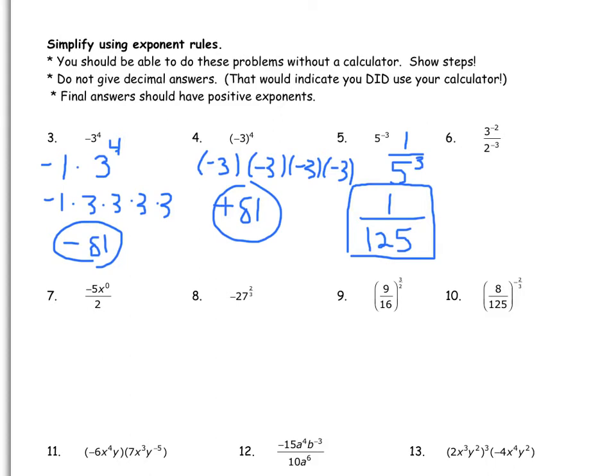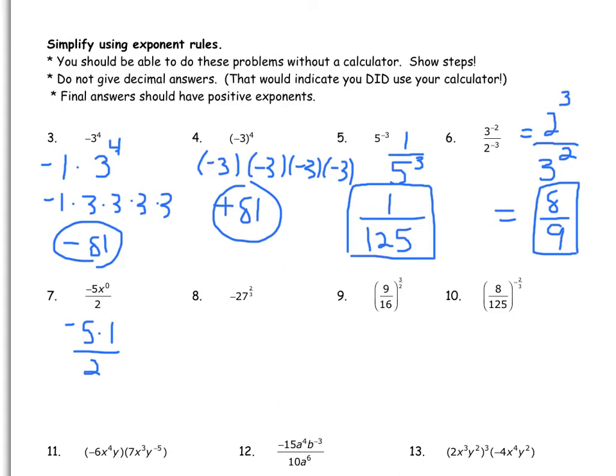All right, number 6, move it and lose it in both numerator and denominator. So the 2 to the 3rd becomes positive in the numerator. 3 to the 2nd becomes a positive power in the denominator, and then we evaluate. 2 to the 3rd is 8. 3 squared is 9. Number 7, 0 power. Only the x's to the 0 power. So this is negative 5 times a 1 over 2, or just simply negative 5 halves.